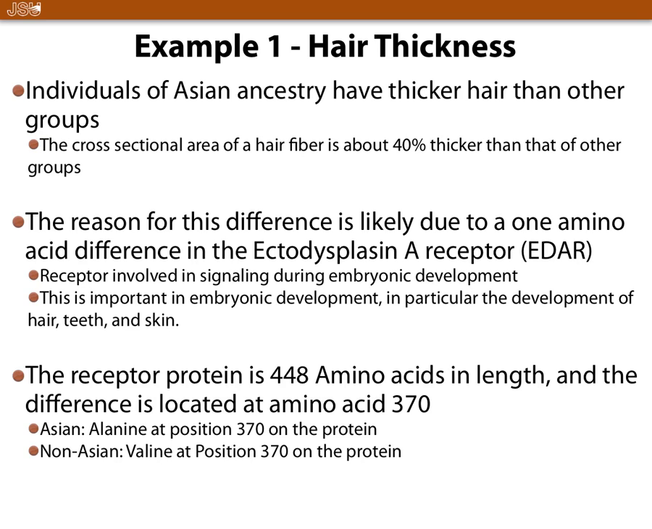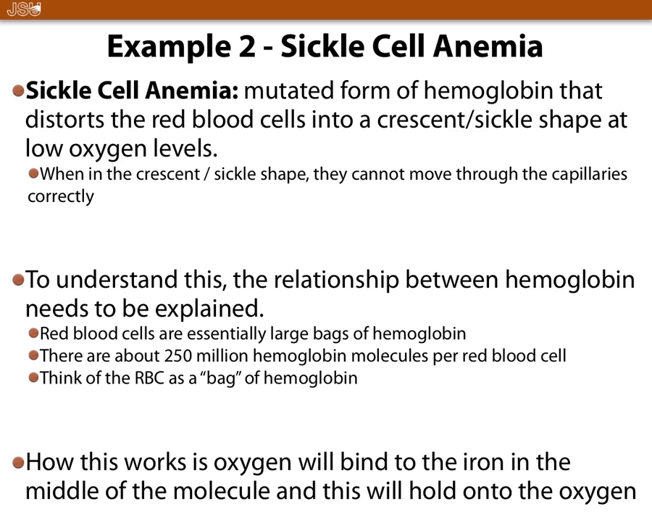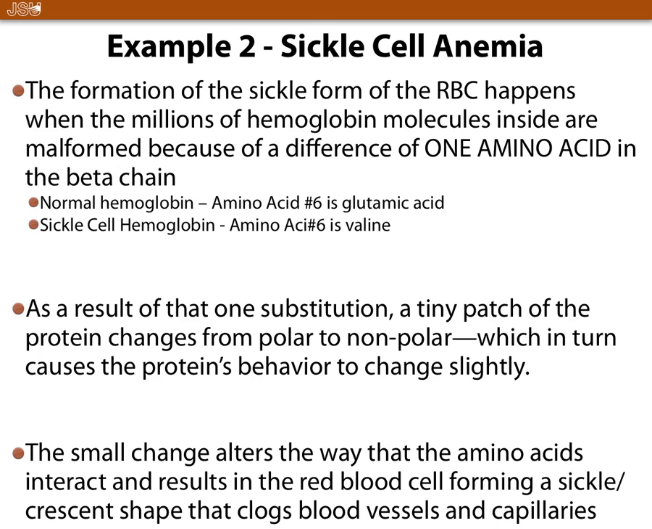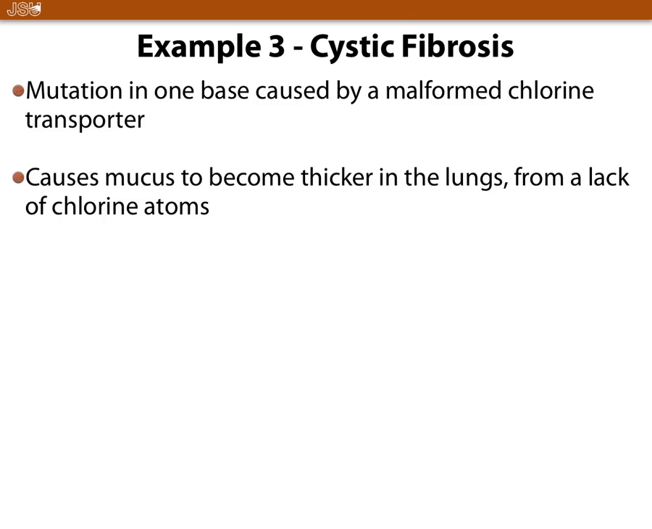Okay. The one example was people that are of Asian ancestry. Their hair tends to be thicker. The cross-sectional area is about 40% thicker. Why? Well, the current thinking is because it changes an EDAR receptor, and this receptor is important in early embryonic development. Okay. Sickle cell anemia is another example. Again, one base change. Amino acid number 6 is normal, glutamic acid, and sickle cell is valine. Again, we see a major change. And then cystic fibrosis.